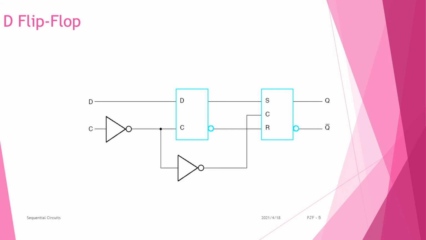The D flip-flop is different from the SR flip-flop: just one input is given to the D flip-flop. SR means set and reset flip-flop. D flip-flop means delay flip-flop.